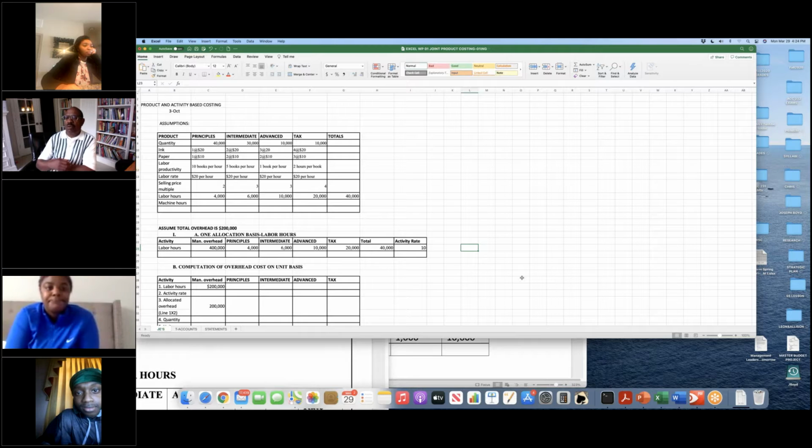So this is part of the reasons I wanted to work this in Excel. You see how easy it is to put a formula in: equal, parentheses, and you just click on the cell. So you all should be doing this on your Excel sheets that you have.